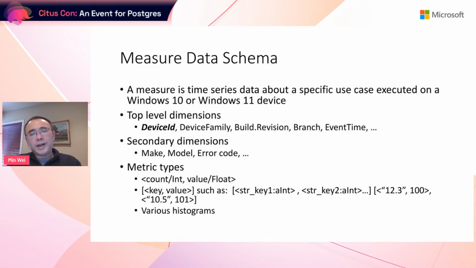So for the metric types, we have the bread and butter: counts and plain value data types. We also have key-value types, like a string key with an integer count, or sometimes a double used as the key itself. That's because we need to count many different things. There are also more complex metric columns, like histograms.